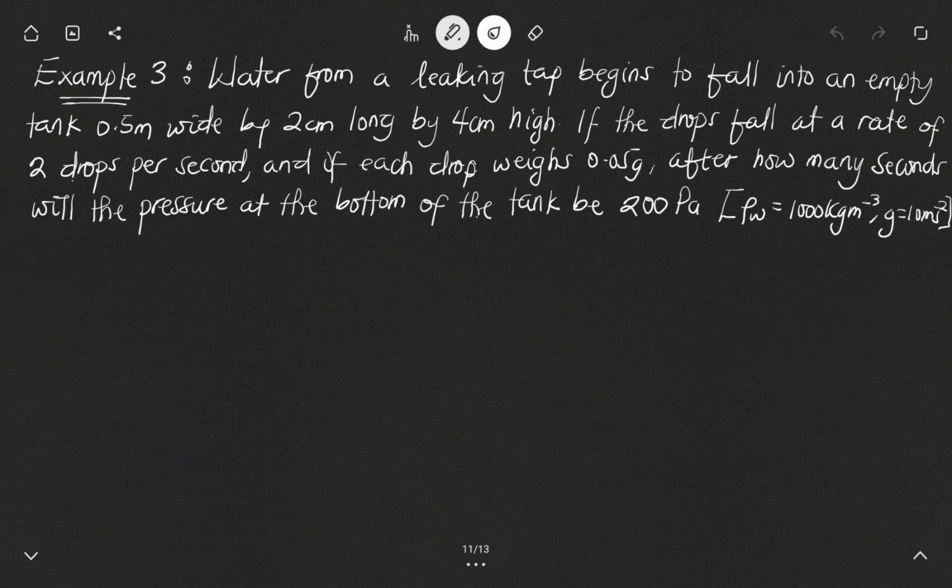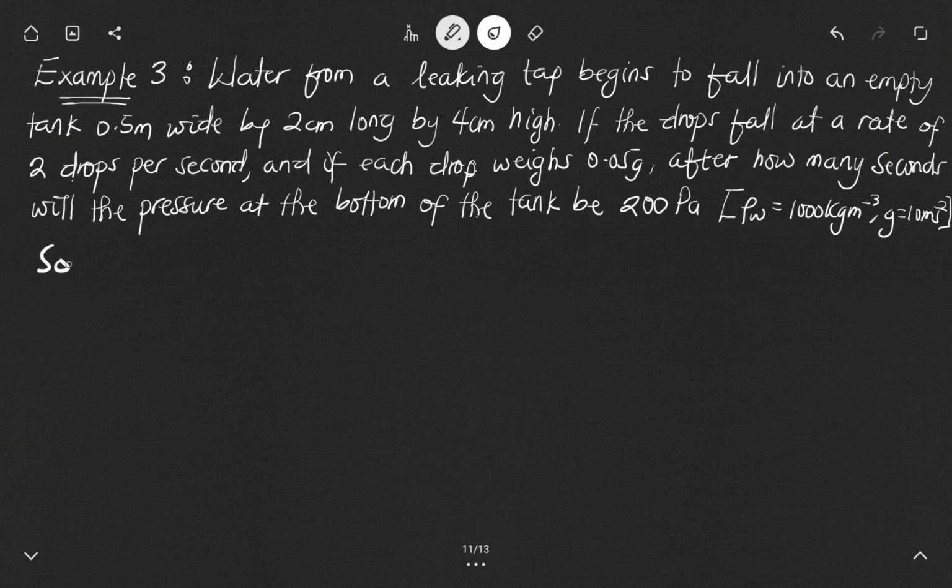Water from a leaking tap begins to fall into an empty tank of 0.5 meters wide by 2 centimeters long by 4 centimeters high. If the water drops fall at a rate of 2 drops per second, and if each drop weighs 0.05 gram, after how many seconds will the pressure at the bottom of the tank be 200 Pascal? We're given the density of the water to be 1000 kilogram per meters cube, and acceleration due to gravity as 10 meters per second square as usual.